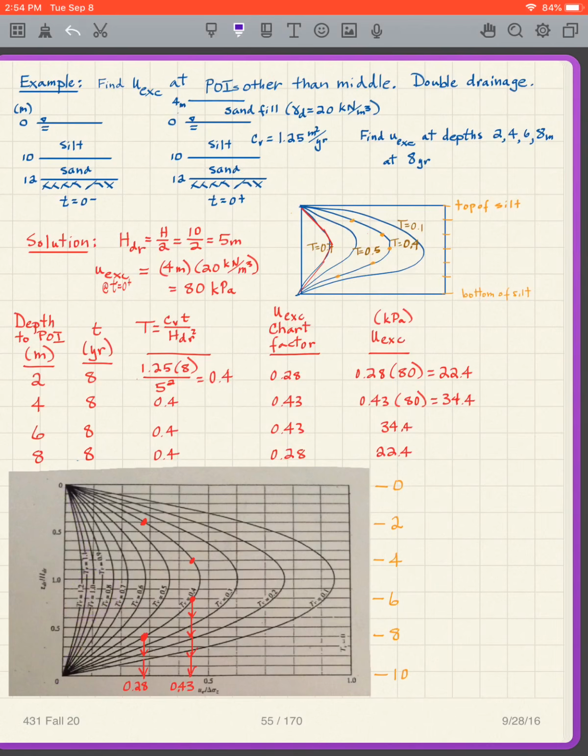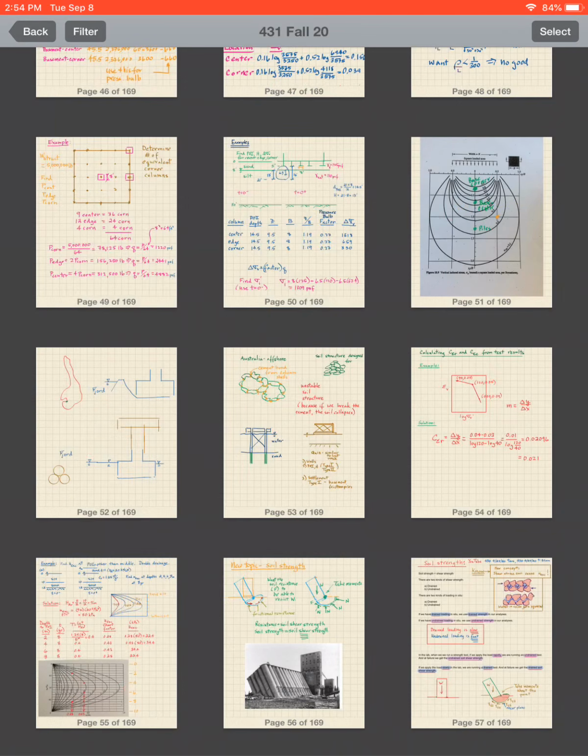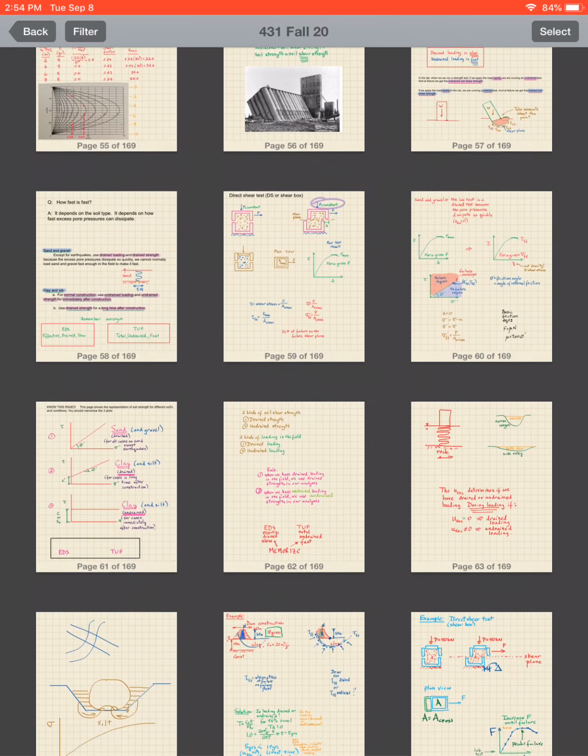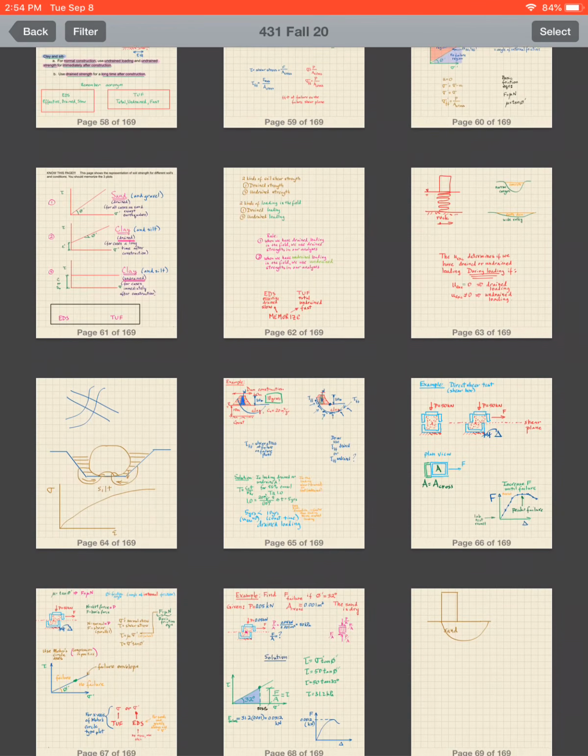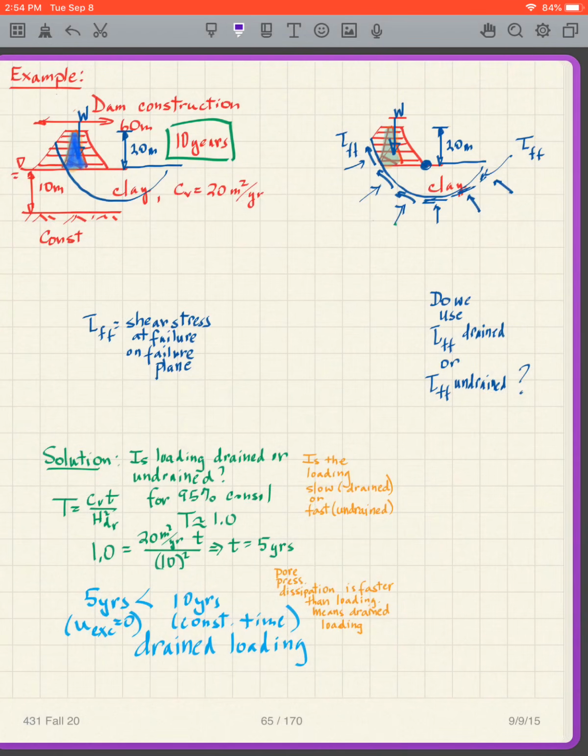So 1 is an easy number to take. It could be 1.1, but it's approximate. So we take T approximately equal to 1, so then I put in T equals 1 here. I take my C sub V as 20. My HDR, well, is it single or double drainage? Well, it's single drainage because I have rock underneath there.